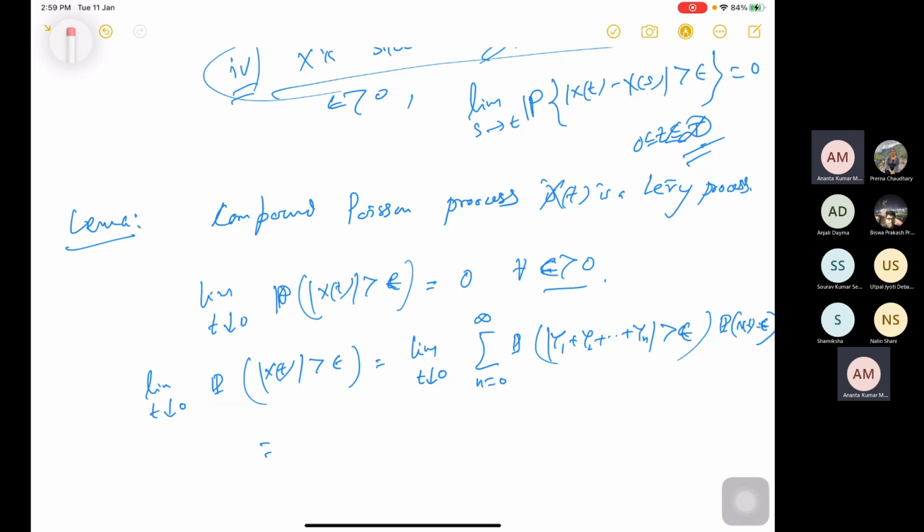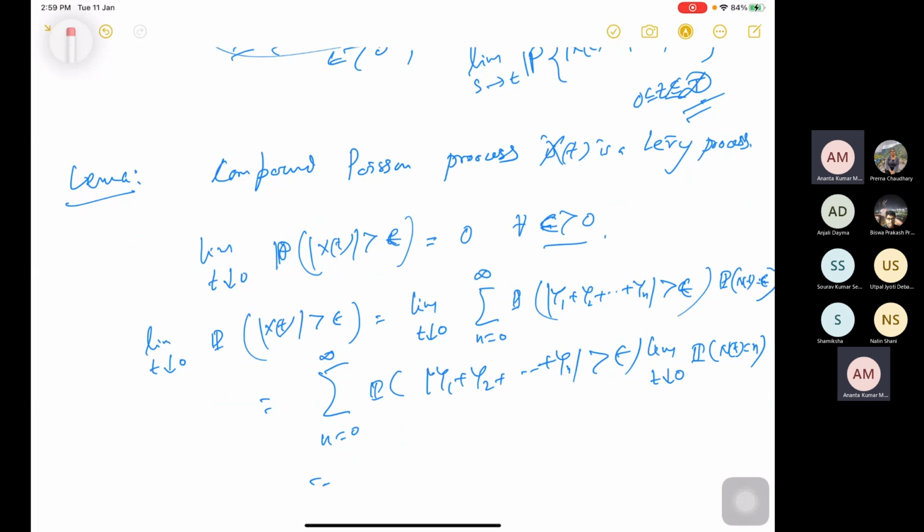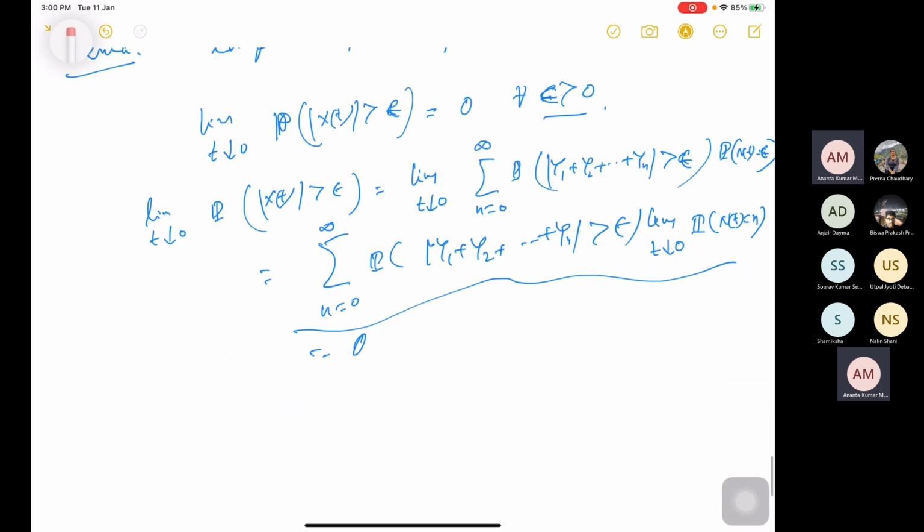Now one can change this limit, one can put it inside. This is the summation over n equal to 0 to infinity of the probability that Y_1 plus Y_2 plus up to Y_n is greater than epsilon, because of the dominated convergence theorem. Now as t goes to 0, the probability of N_t equal to n goes to 0 for n from 1 to infinity, so from there you will see that this is equal to 0. And as I said, this equality is because of the dominated convergence theorem. So what is the dominated convergence theorem in particular?